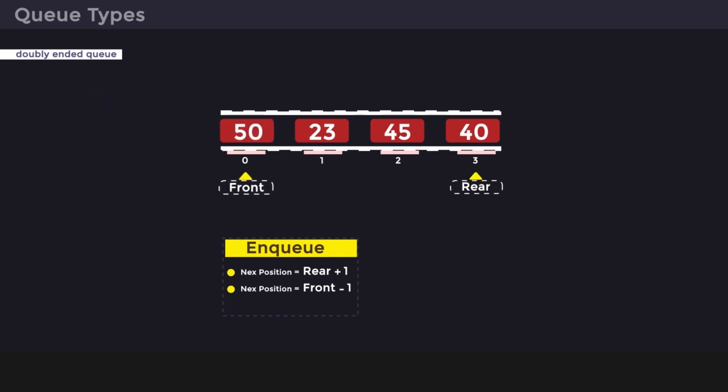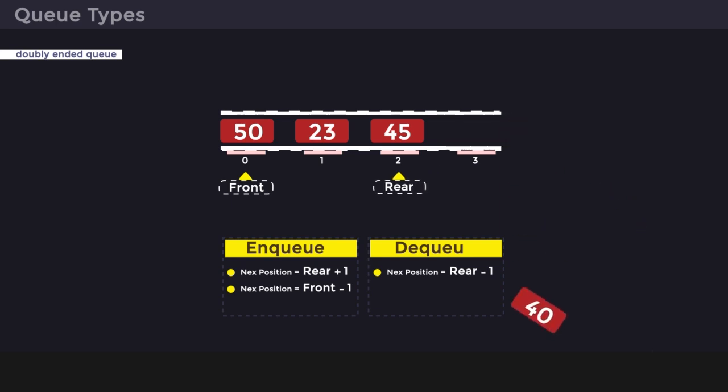And just for removing items, we can decrement rear to remove an item from right side, or incrementing front to remove items from left side. Decrement rear to remove an item, or increment front to remove an item from the other side.